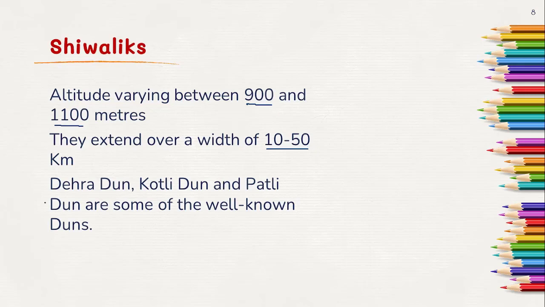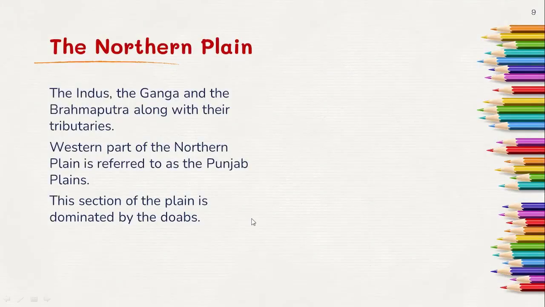The famous dunes here are Dehra Dune, Kotli Dune, and Patli Dune. Dune means the low-lying areas are called dunes. So these are the dunes which are present.